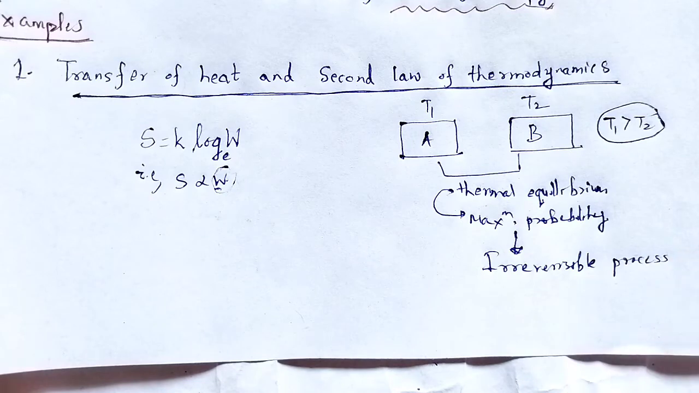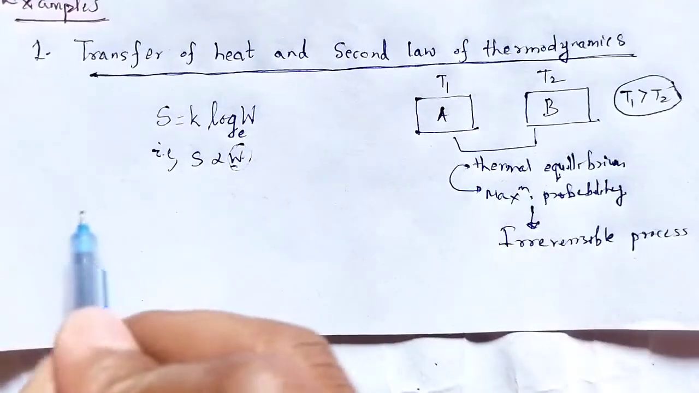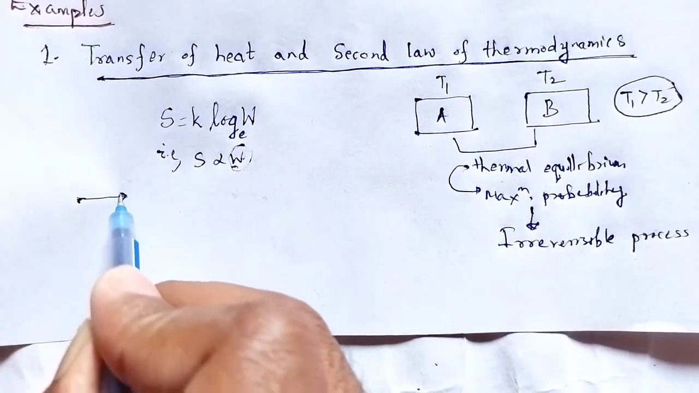Hence, when two bodies at different temperatures are brought in contact with one another, heat can't flow from a body at lower temperature to a body at higher temperature. That's why we can say heat can't itself flow from a body at lower temperature to a body at higher temperature. From this conclusion, what do we draw?